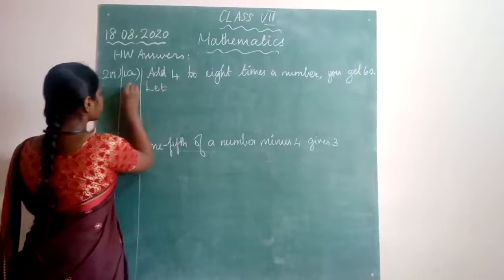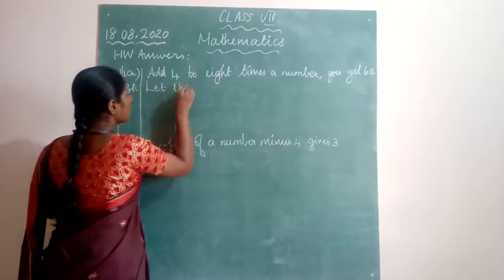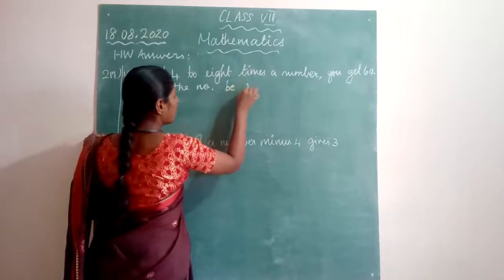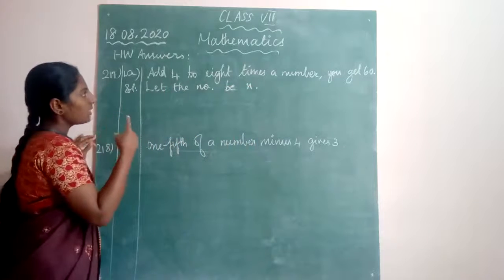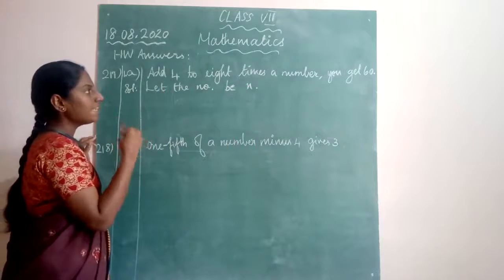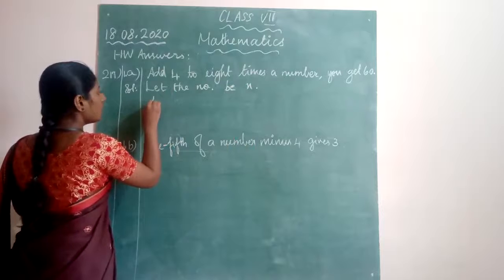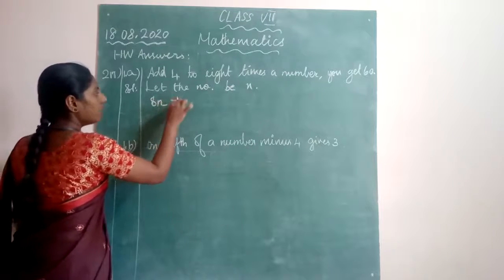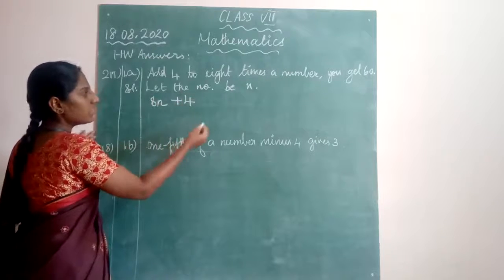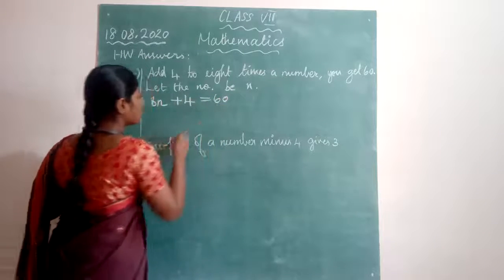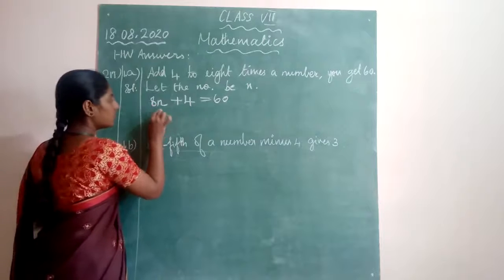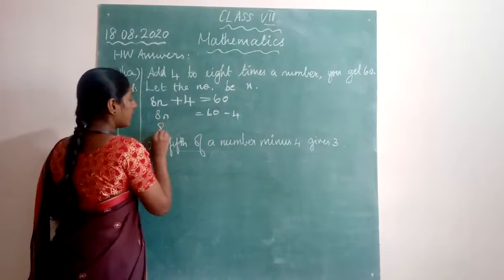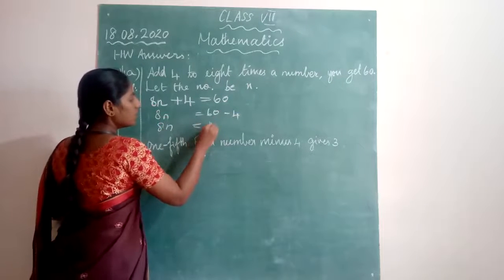Let the number be n. Now, adding 4 to 8 times a number. So 8 times a number, that is 8n, and add 4. What will you get? You will get 60. Okay. So now you have to transpose 4. So you will get 60 minus 4, and 8n is equal to 56.